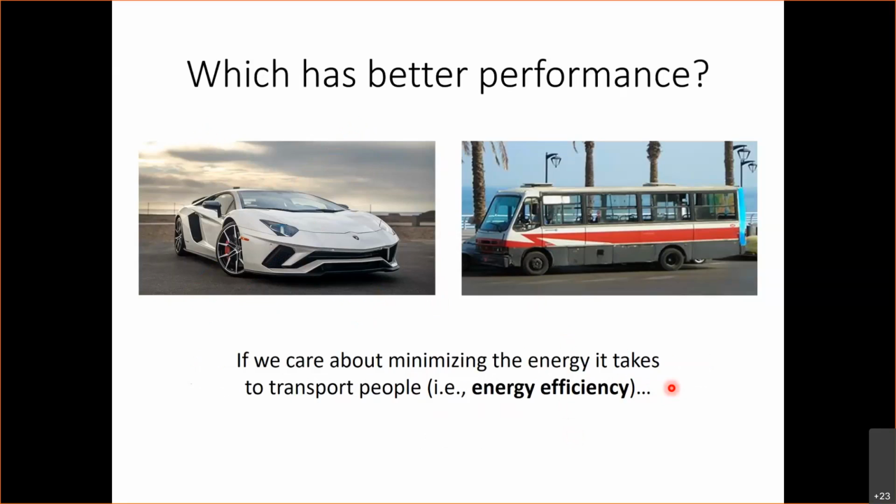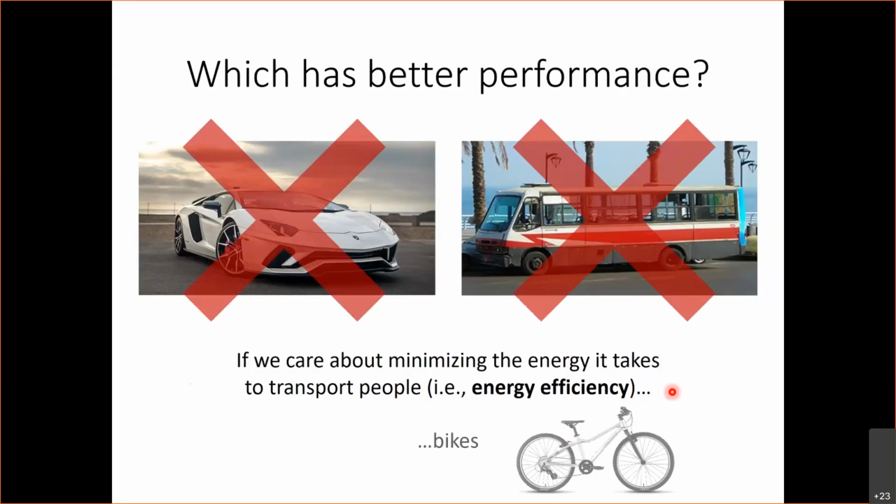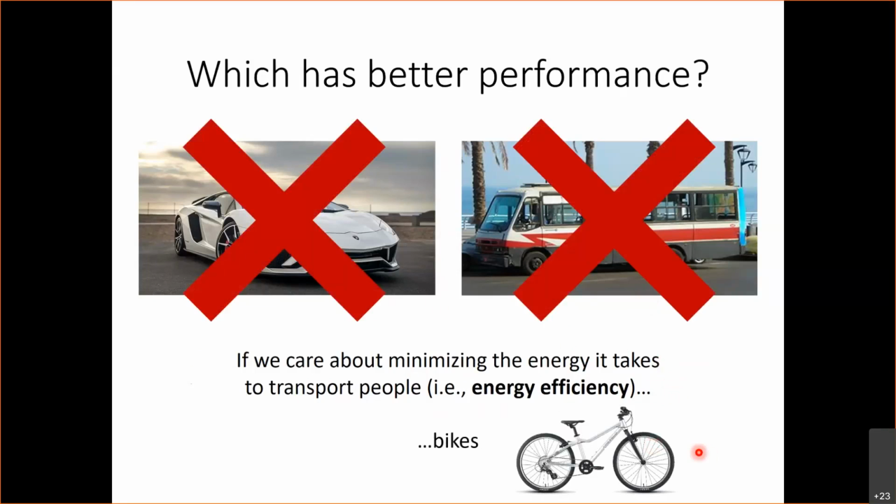Right, so some people are saying the car, some people are saying the bus. It depends, actually. It depends on how many people I have. This one is a little bit more complicated to estimate. Most likely, the bus is going to be more energy efficient. But we even have a vehicle that's more energy efficient than both of these, and that would be a bike, right? So if I cared about energy efficiency, I probably shouldn't use either a car or a bus. I should probably just have people ride bikes.